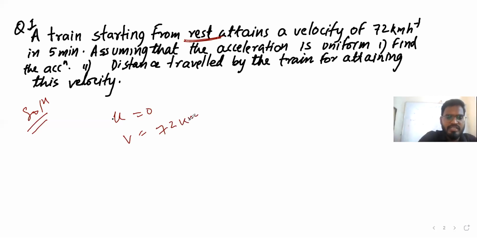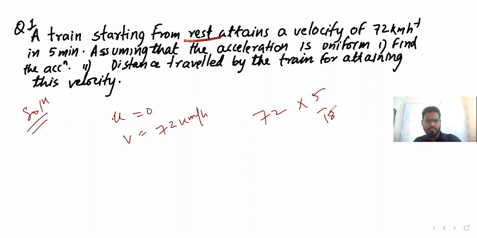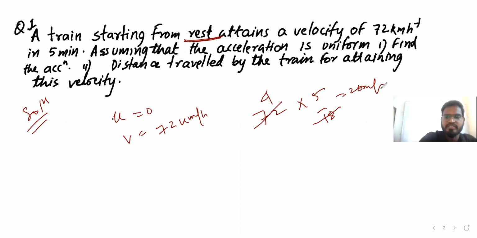Because we are going to do distance, displacement, time in meter per second, so let's do it with meter per second only, right? So we can say 72. If you want to convert kilometer per hour to meter per second, then multiply with 5 by 18. 5 by 18 is why? Because 1000 by 60 into 60, right? So we can say 4 times 5, so 20 meter per second, right? So final velocity is how much, guys? 20 meter per second. Assuming that the acceleration is uniform, find acceleration.